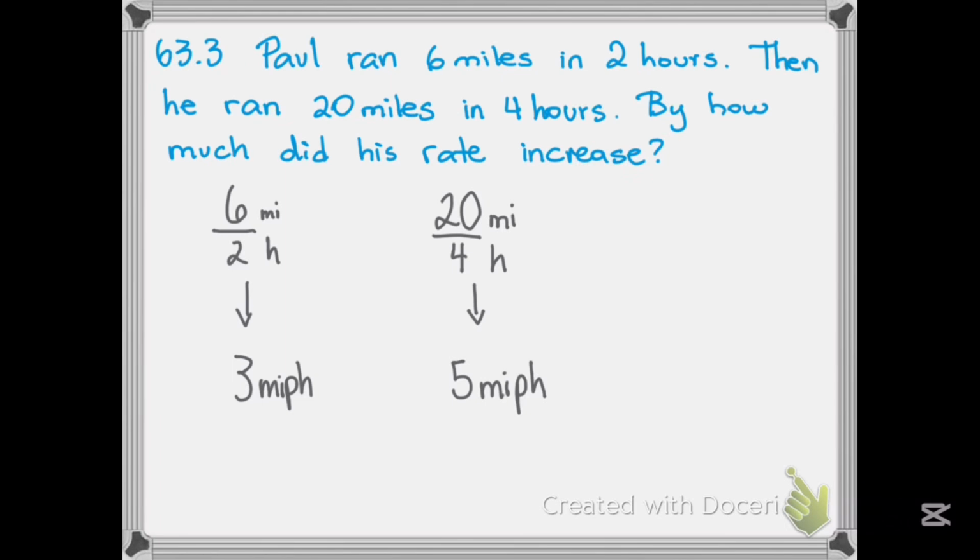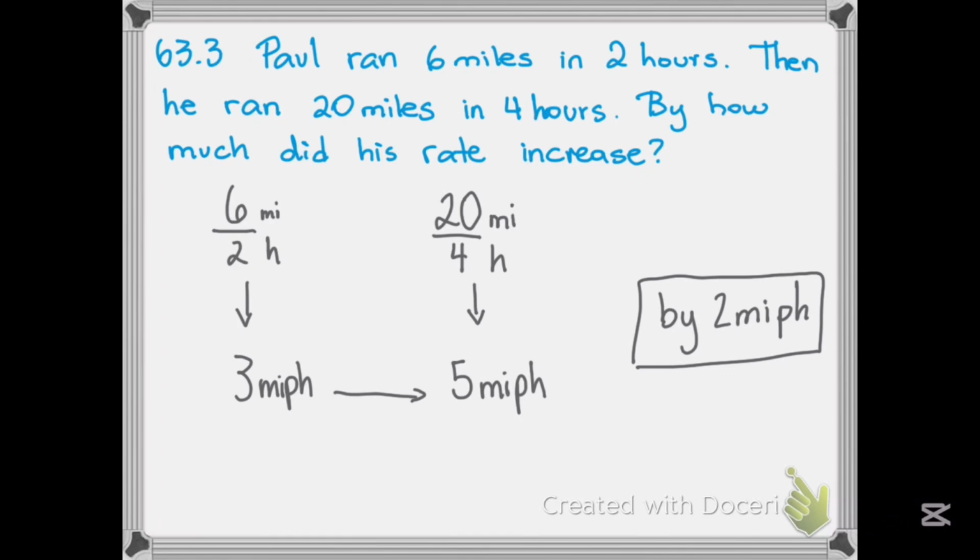So then it says, by how much did his rate increase? Well, it went from 3 to 5, so it increased by 2 miles per hour. And that's it. That's our answer.